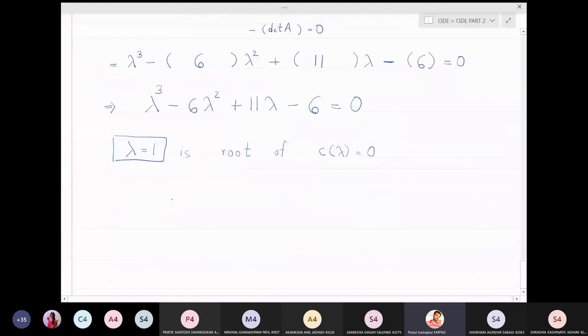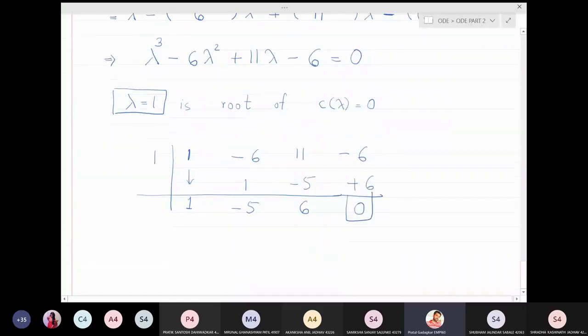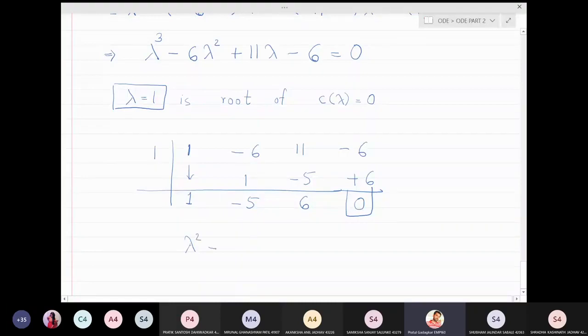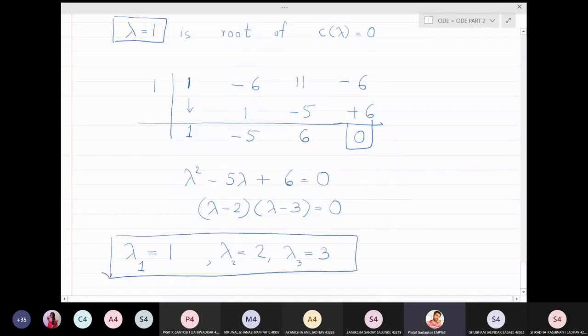Once I know one root, I can find the other roots by using the synthetic division method. Okay, so this means 1 is carried on down. 1 into 1 is 1, minus 6 plus 1 is minus 5. Minus 5 into 1 is minus 5. 11 minus 5 is 6. And this is minus 6. This becomes 0. So the quadratic equation that I'm going to get is lambda squared minus 5 lambda plus 6 equal to 0. This is lambda minus 2 into lambda minus 3 equal to 0. And therefore we get lambda equal to 2 and 3. And initially lambda was 1 also. So I got my 3 eigenvalues of matrix A.